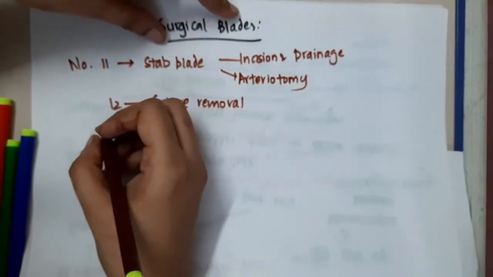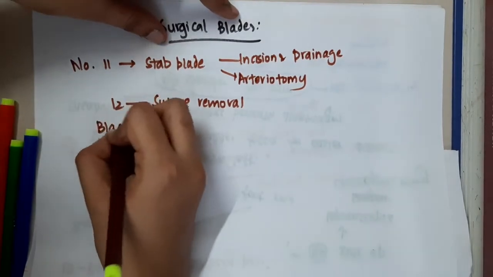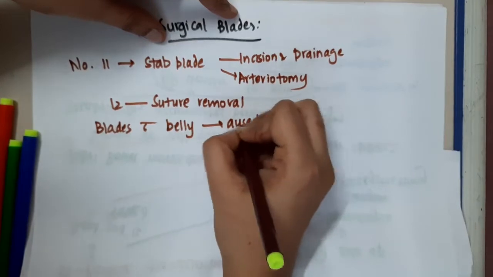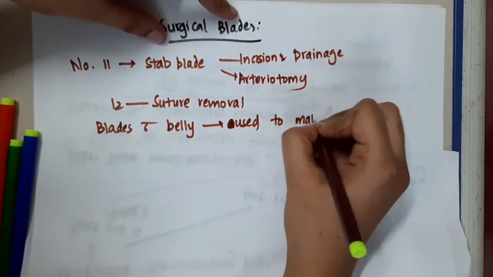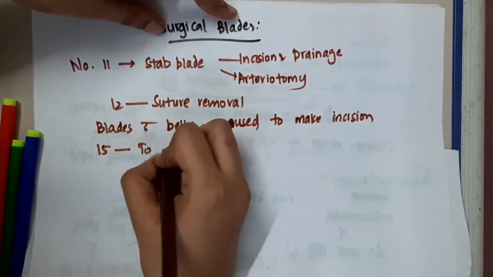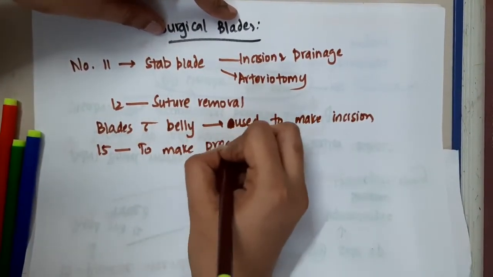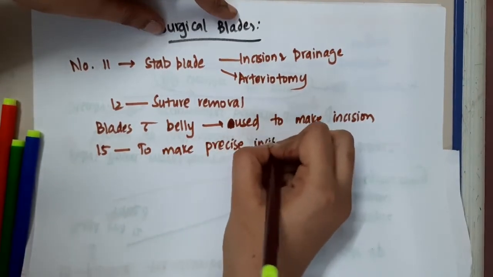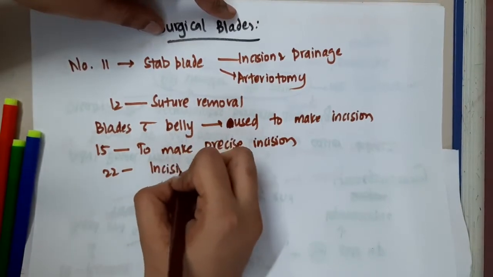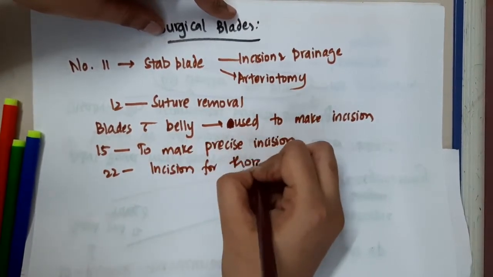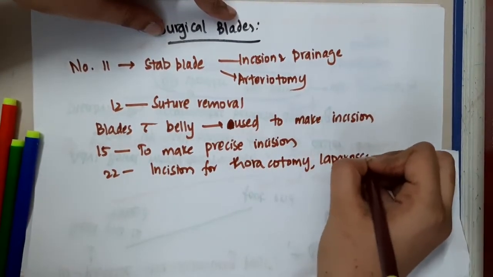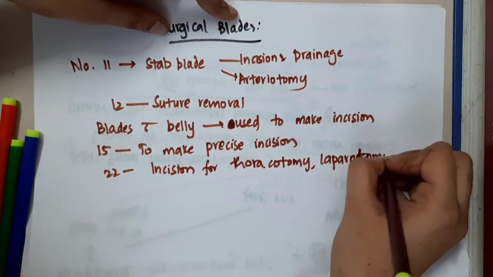Then we have the blades with bellies, which are mainly used to make incisions. Number 15 blade is used to make precise incisions, whereas number 22 blade is used for incisions for thoracotomy and also for laparotomy.